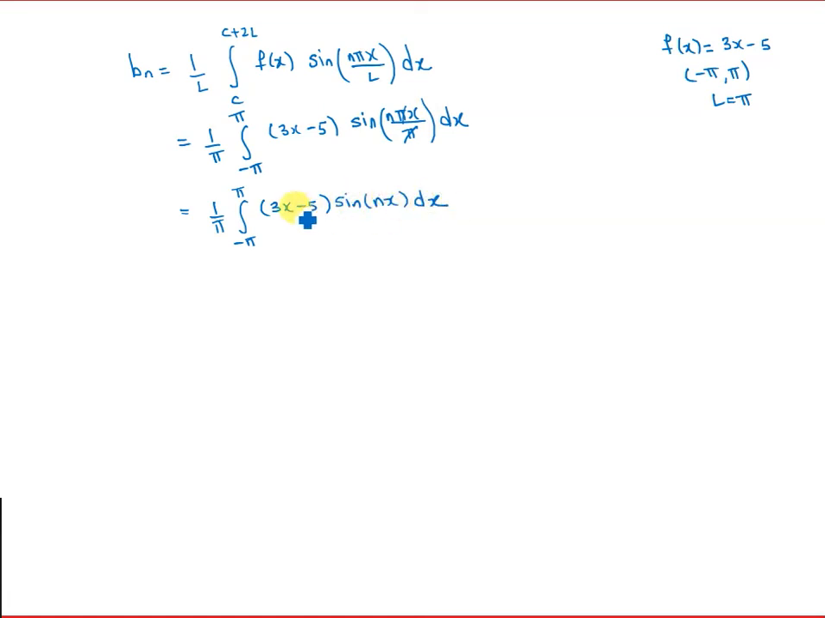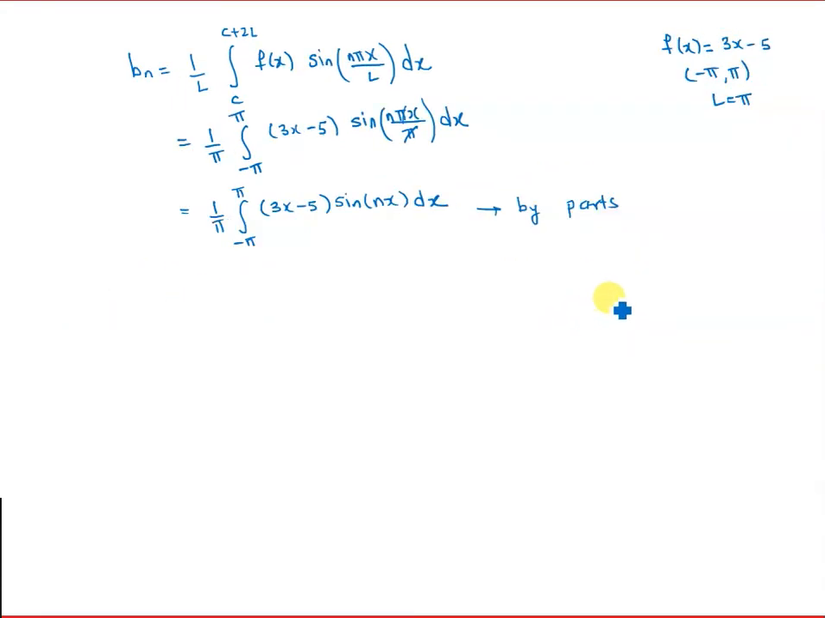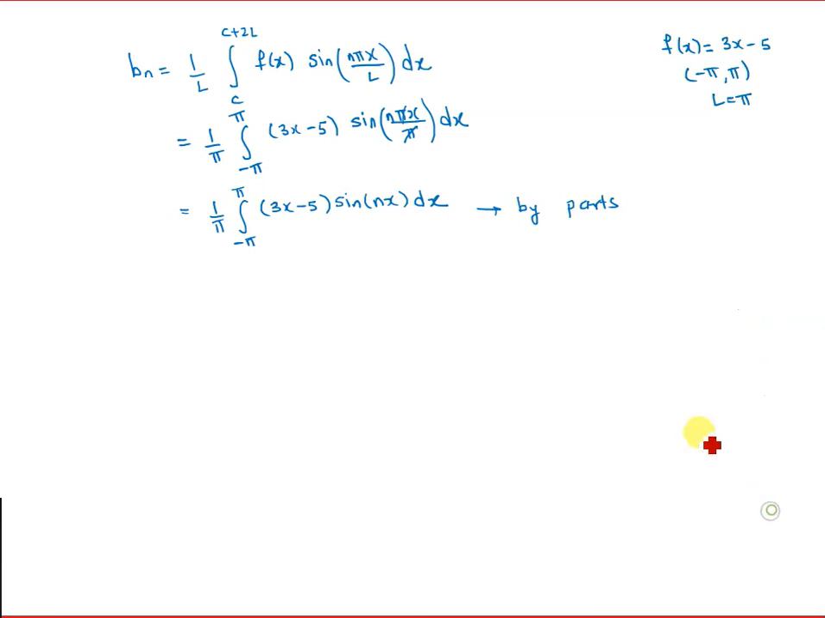Again, there are two terms under a product, and we have rules for both of them. We have to integrate it by parts. So we are going to use the same method as we have used here. That will be the easier one. We select one function for differentiation and another for integration. For differentiation, we select the algebraic function, which is 3x minus 5. And for integration, we select the trigonometric function, sine of nx.